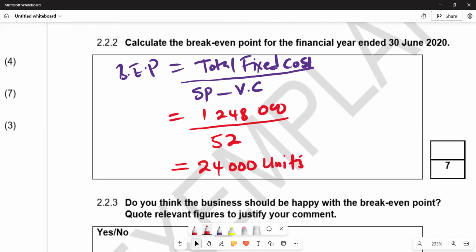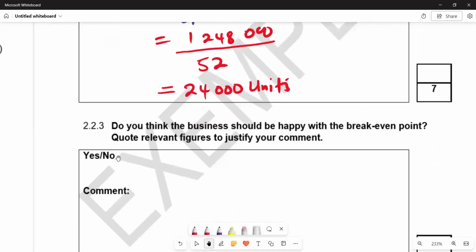So for the last part of the question, it's asking us, do you think the business should be happy with the break-even point? Quote relevant figures to justify your answer. So we've got a break-even point of 24,000. We want to interpret whether it's a good position or a bad position. When we are trying to see if it's a good or a bad position, we are going to compare it to the level of production.